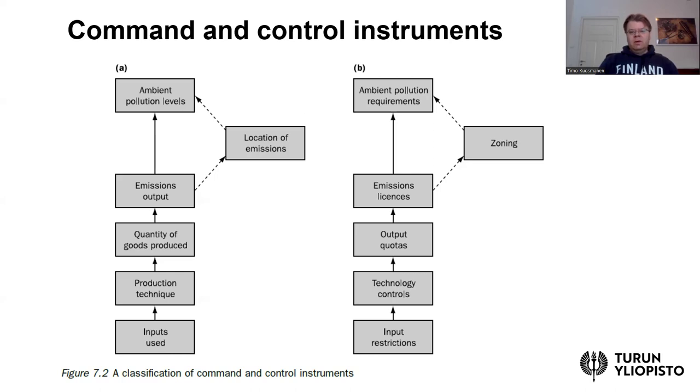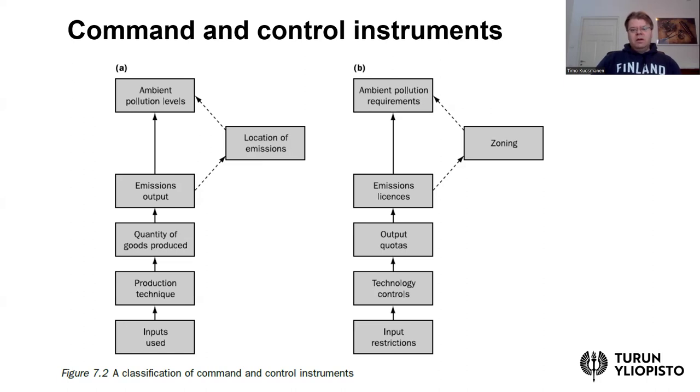So this all illustrates at which stage of the production process or emissions there can be different types of command and control, restrictions, controls, or regulations. And it seems to me that typically politicians, when they are asked to interfere with some pollutant, have this immediate reaction, that they will make some kind of restrictions, standards, or regulations.